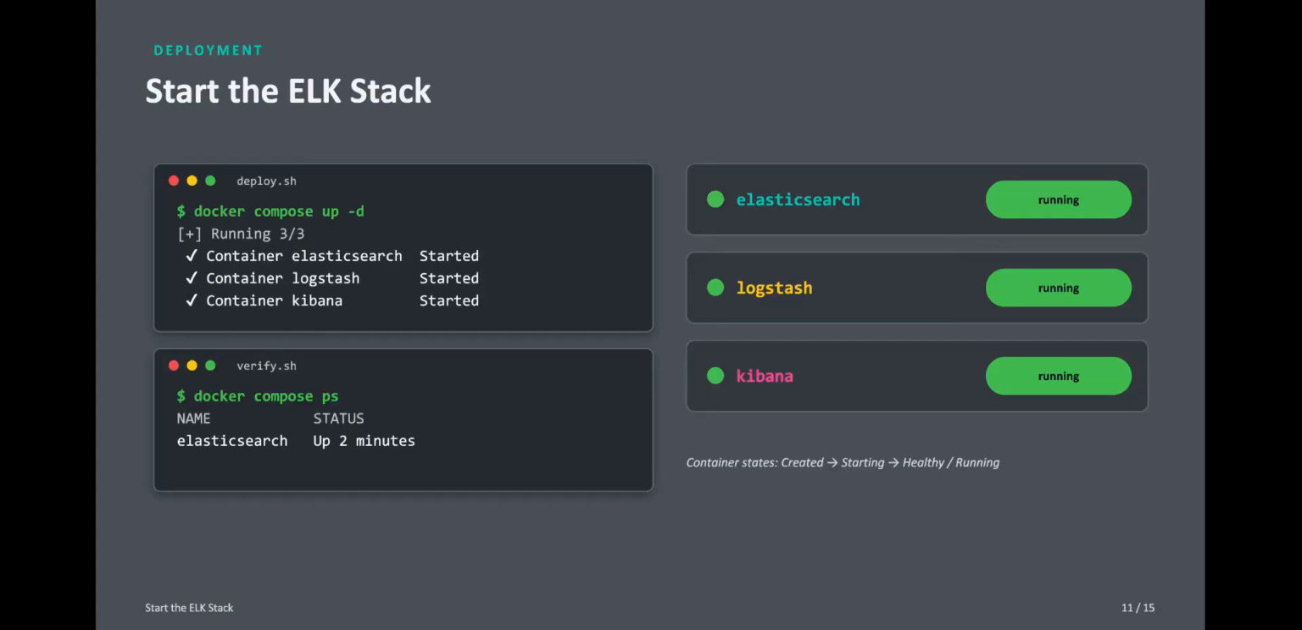Now we start the stack with the docker compose up -d command. Docker launches all three containers in the background because we are using the -d option. Then run docker compose ps and verify the Elasticsearch, Logstash, and Kibana containers are running and healthy.